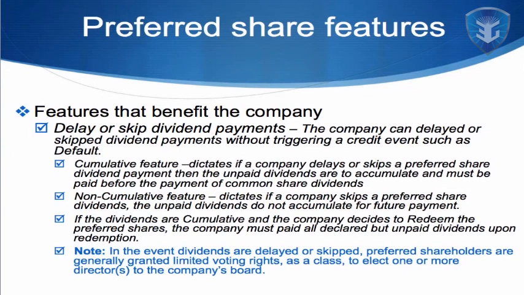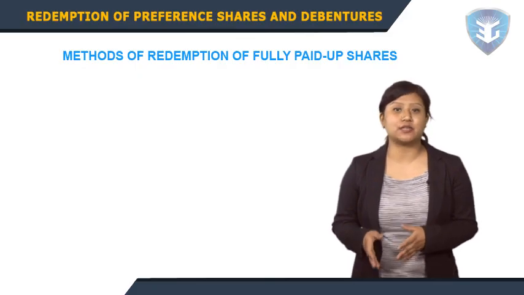It's important to note, in the event that dividends are delayed or skipped on a preferred share, shareholders are generally granted limited voting rights as a class, and they have the ability to elect one or more directors on the company's board. The methods of redemption of fully paid up shares.